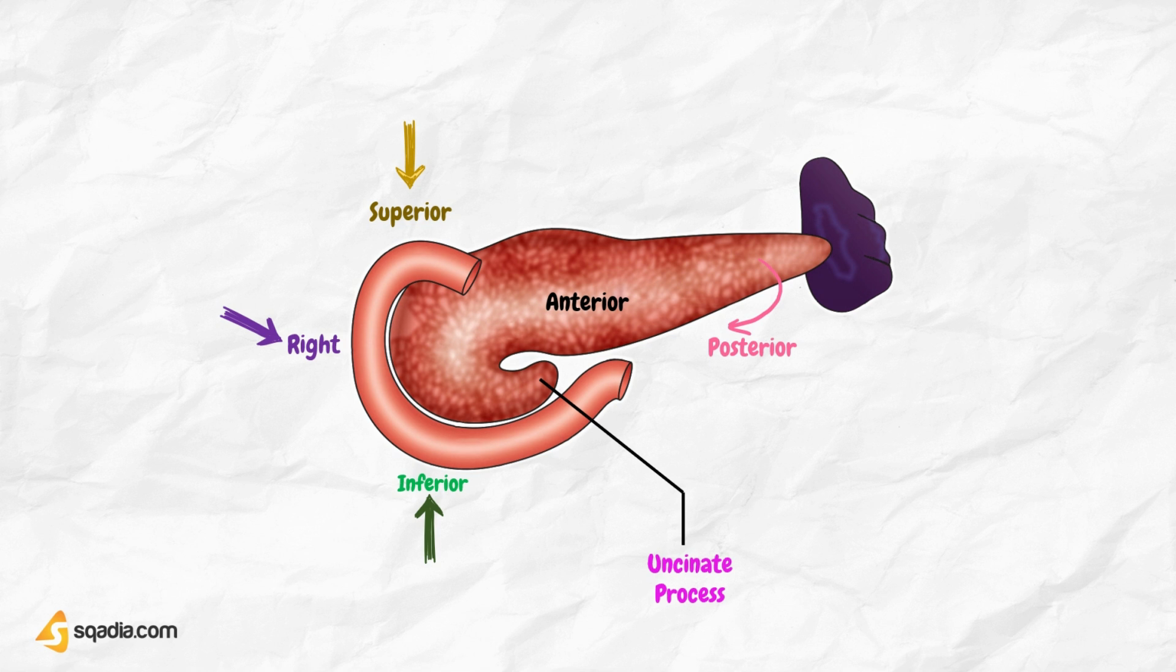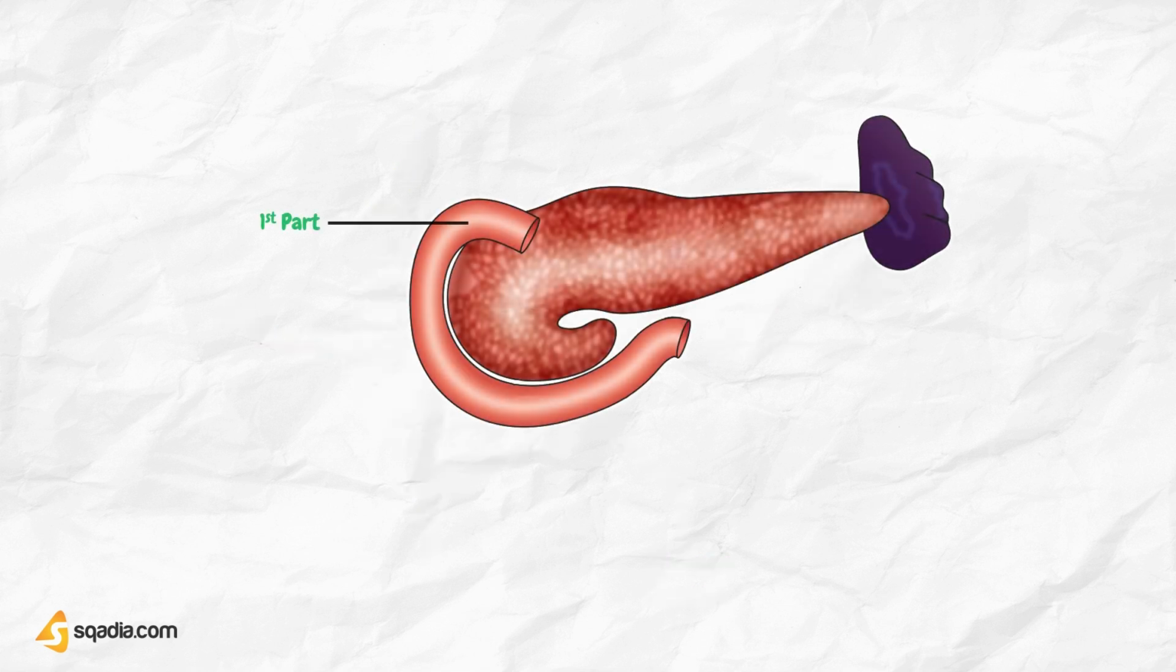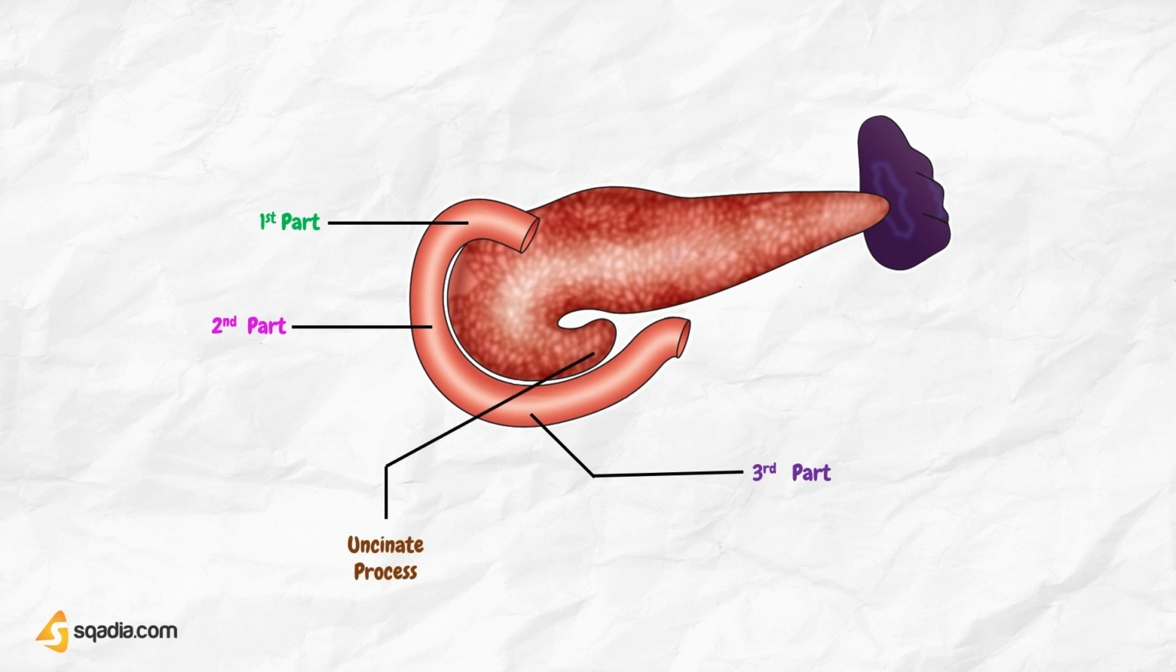Now let's discuss the three borders of head. The superior border is overlapped by the first part of the duodenum. The inferior border is related to the third part of the duodenum. And the right lateral border is related to the second part of the duodenum, while uncinate process is related anteriorly to the superior mesenteric vessels and posteriorly to the aorta.